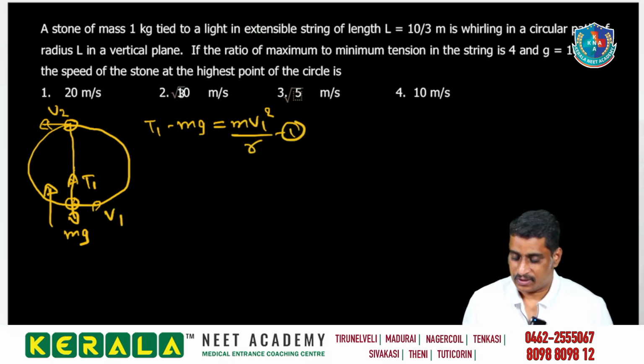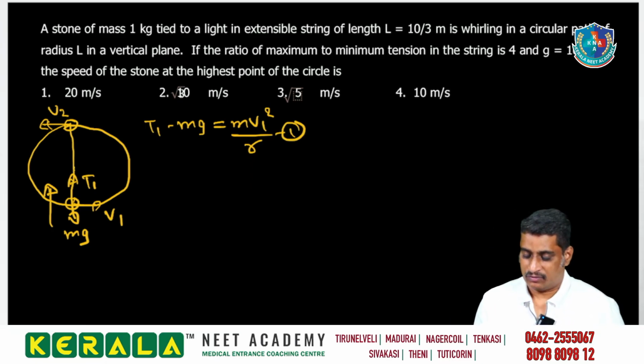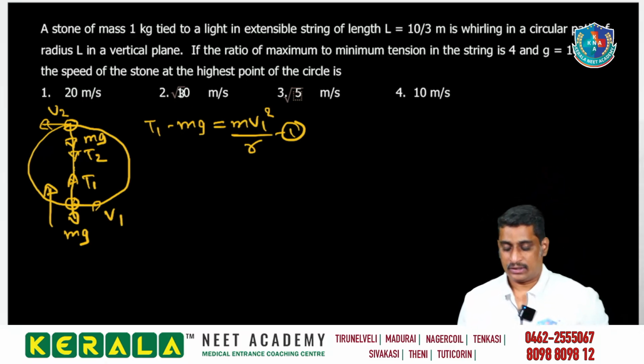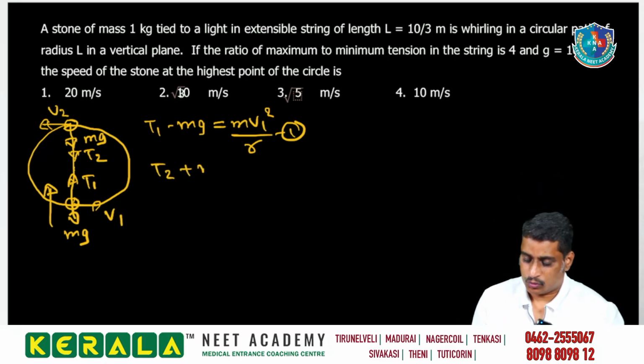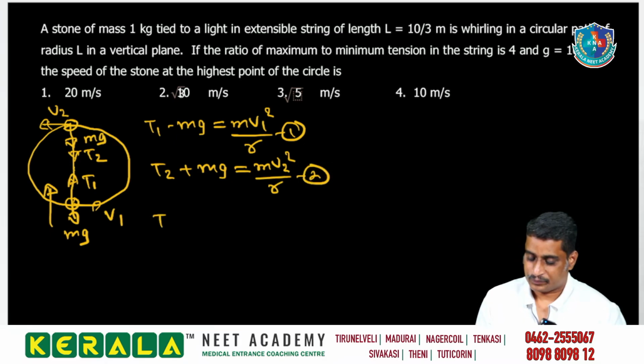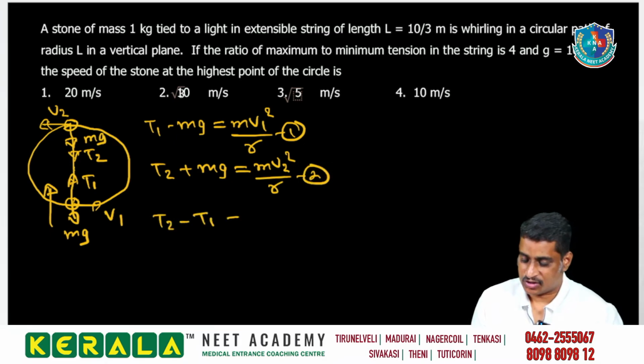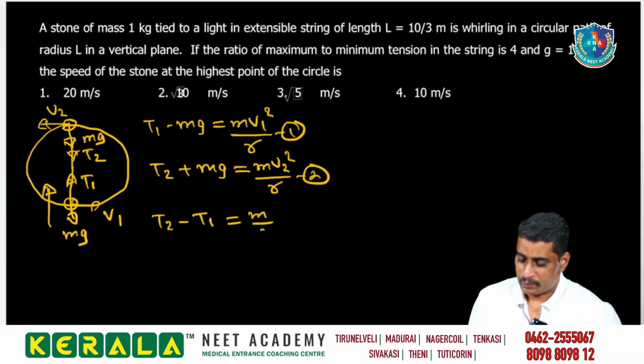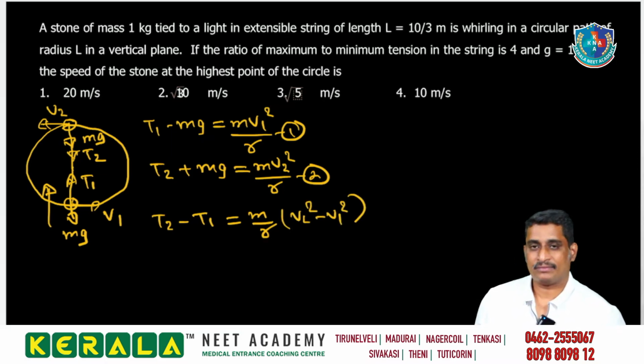This is one equation. And the tension at the highest point is given by, at the highest point two forces are acting. One is mg and the other one is tension T2. mg and T2 both are acting towards the center of the circular track. Therefore, T2 plus mg will provide centripetal force at the highest point, mv2 square by r. This is the second equation. T2 minus T1, if you subtract, we are getting m by r into v2 square minus v1 square.